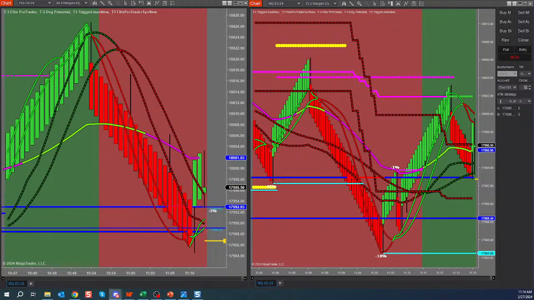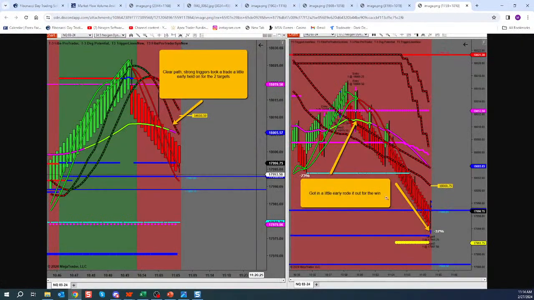All right, ladies and gentlemen, let's get into that final hour. Cav, got us going? You learned today, Jen. Nice. Not the best top. Great. So clear path, strong triggers. And then Cav, you took the first one. And then on the way down, you take the second one and take it to the fib.